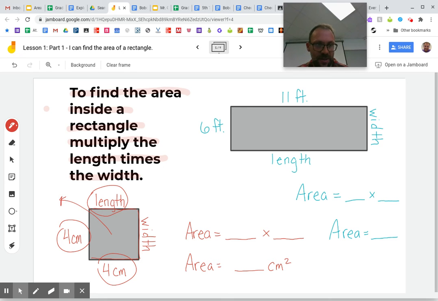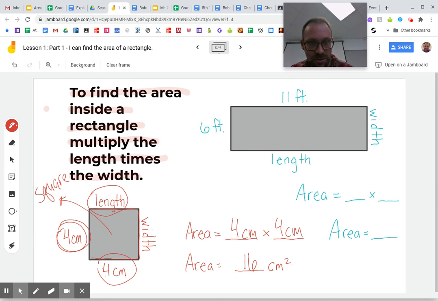Oh, so I get it. This is a square, a special kind of rectangle. We have 4 centimeters times another 4 centimeters. So 4 times 4. Well, what is 4 times 4? I'm glad I'm doing my reflex math because I quickly know that it's 16. 4 times 4 is 16. The area of this square is 16 centimeters squared.